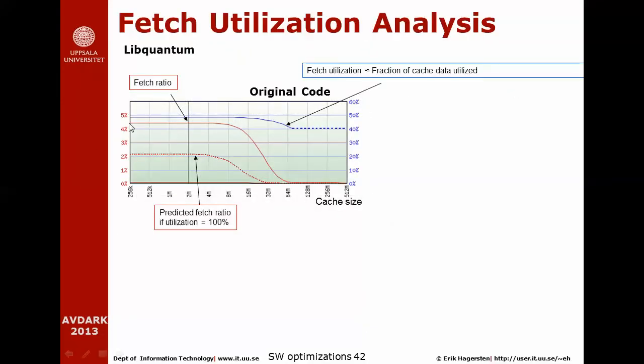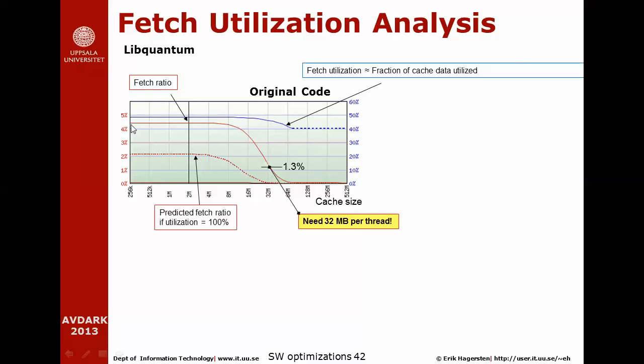So this is what the overall curve looks like for this application. The fetch ratio is what you're going to focus on. The fetch utilization is at about 50%, and the predicted fetch ratio, if you fix it, will get down to just over 2%.